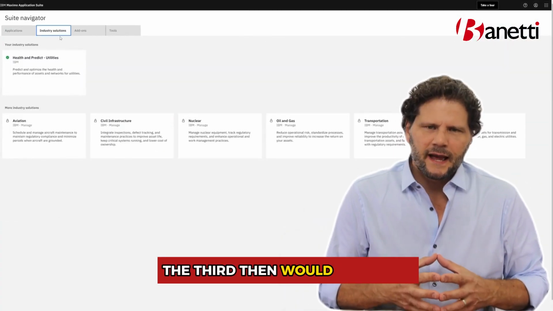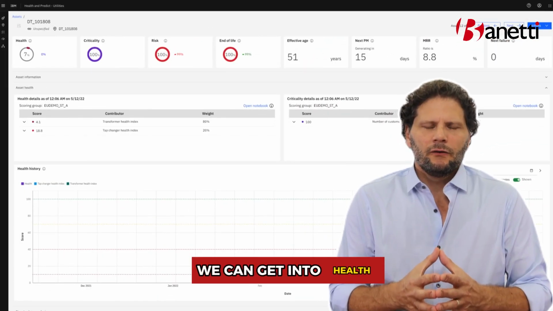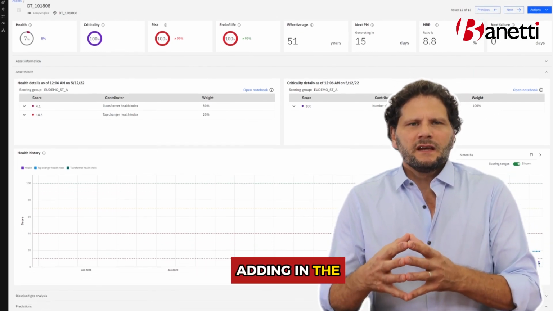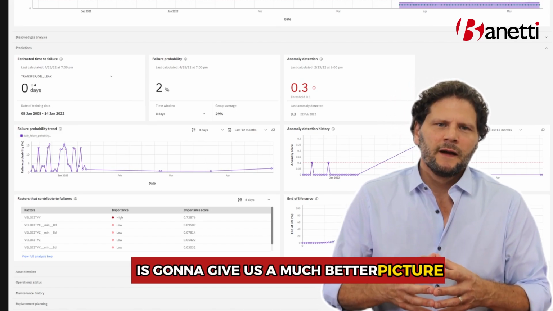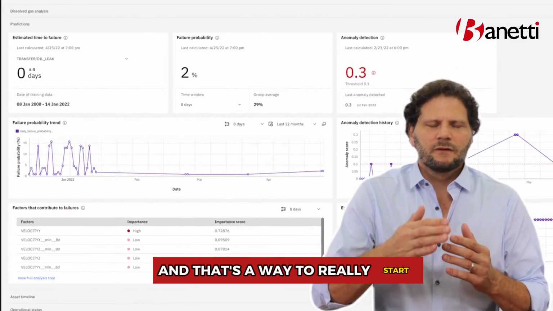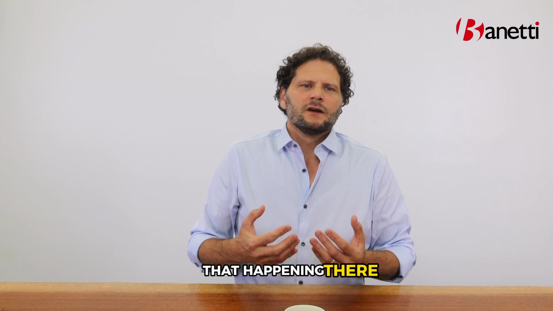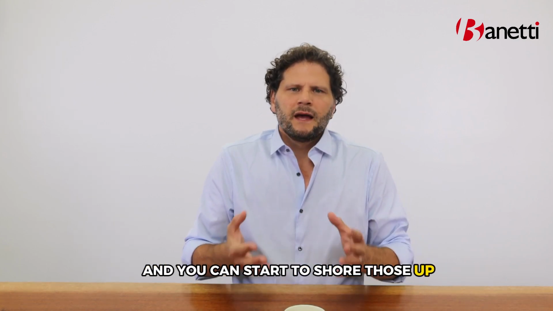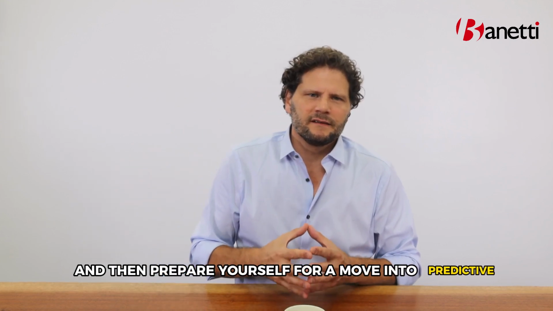The third then would be health. What's my asset health look like? We can get into health with our historical work orders alone. Adding in the monitoring portion is going to give us a much better picture, and that's a way to really start moving toward predictive. If you can start using the health insights and watch what's happening there, you're going to find where the gaps are more rapidly, and you can start to shore those up, and then prepare yourself for a move into predictive.